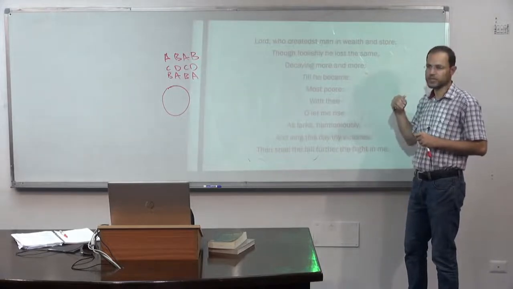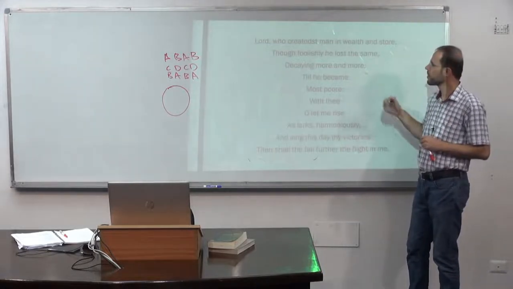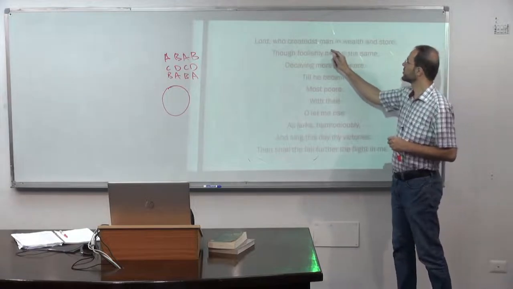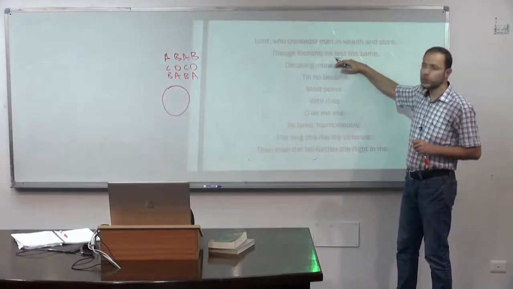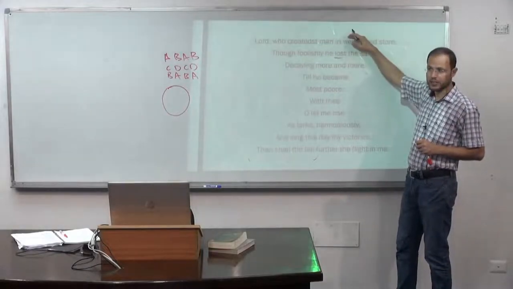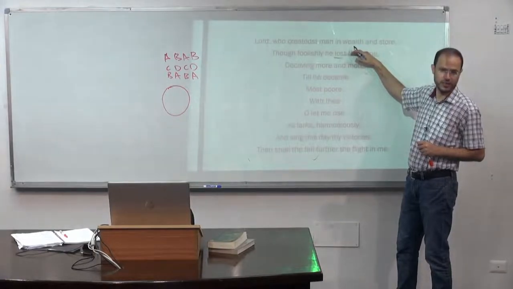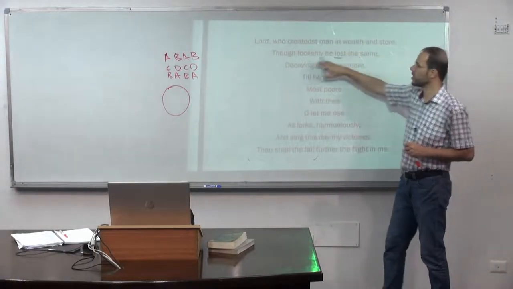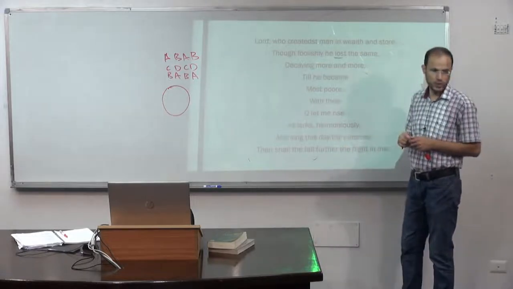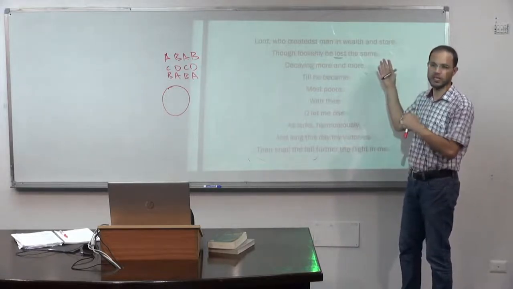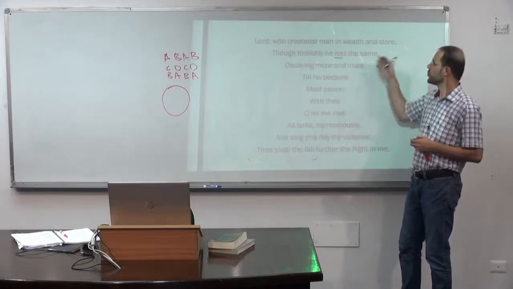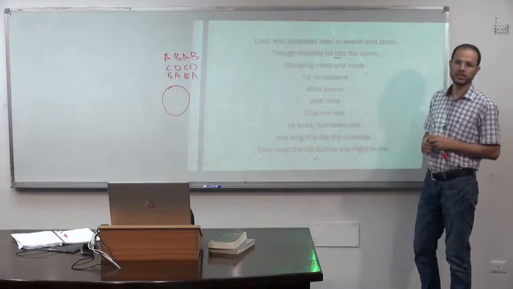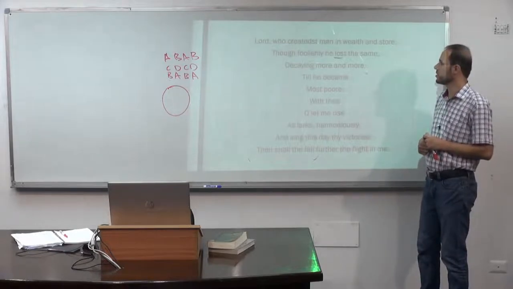And then the second line, what happens in the second line? There is losing. Giving by God, losing by man. And this loss is described by the poet as foolish. We foolishly leave God behind, abandon God. And that means we lose the wealth and we lose the things hidden to us in store.